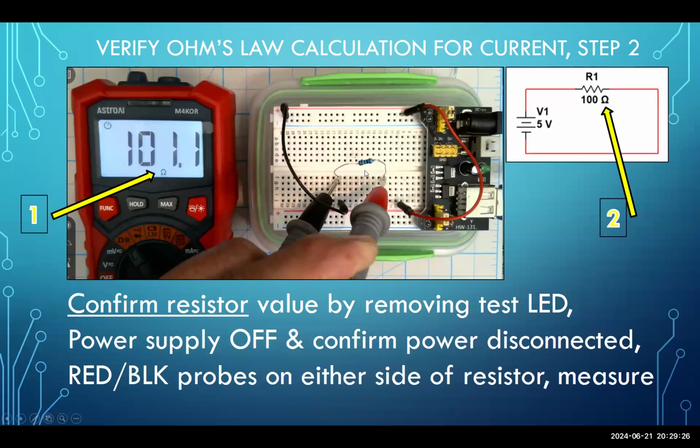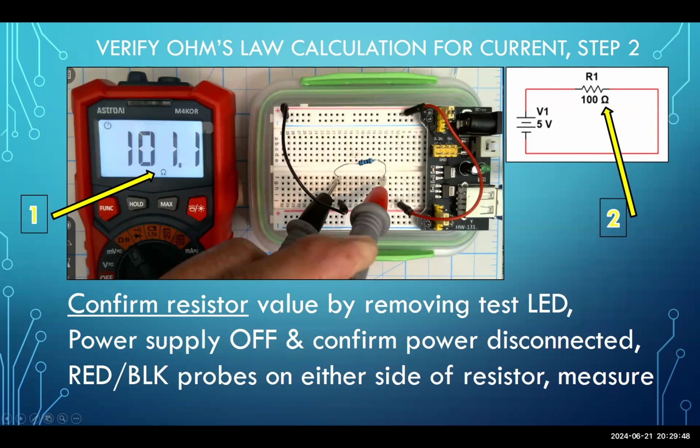So it's supposed to be 100 ohms. Does it measure 100 ohms? It measures 101.1. That's pretty close, within the tolerance of these resistors. They're never going to be exact. I guarantee you, very seldom are they going to be exact. As long as we're close, we're happy campers. So the first thing to do is confirm the resistor value.